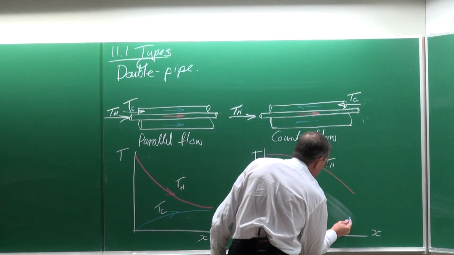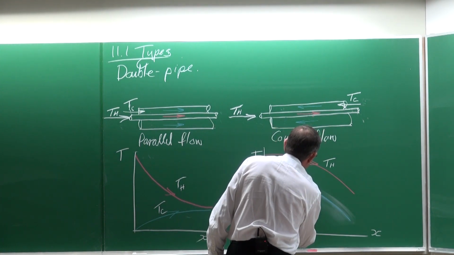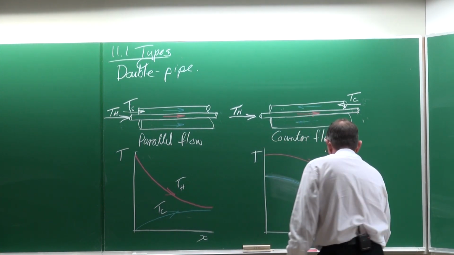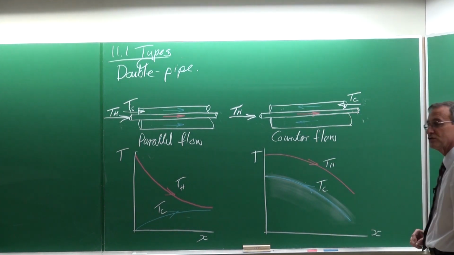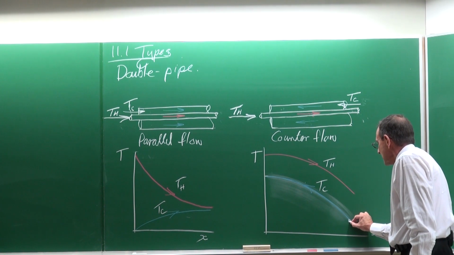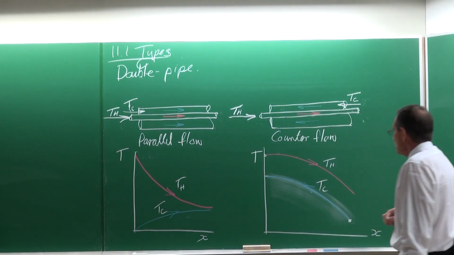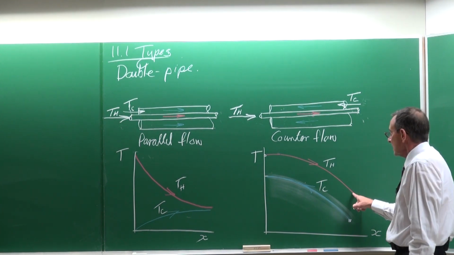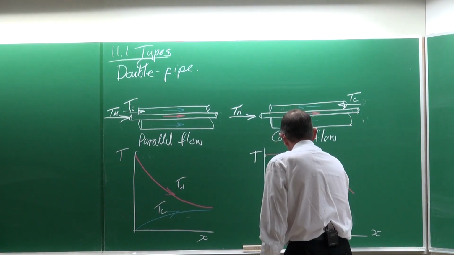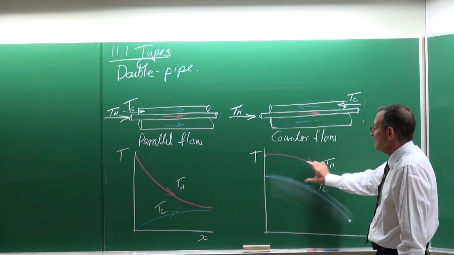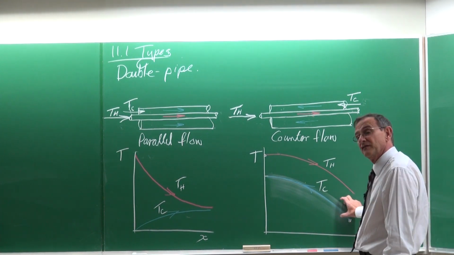We do it in blue, like that. So that would be the temperature of the cold stream. This would of course be the inlet temperature of the cold stream, and that would be the inlet temperature of the hot stream. Outlet temperature and outlet temperature. So you can see that the temperature difference in a counterflow heat exchanger, it looks as if it's constant.